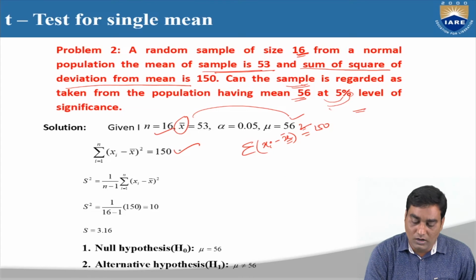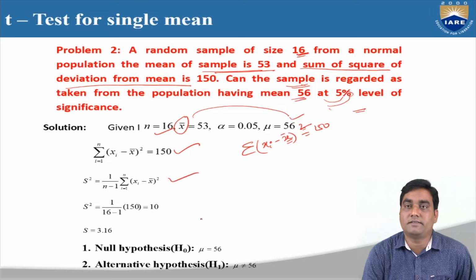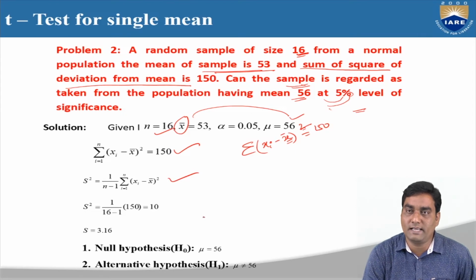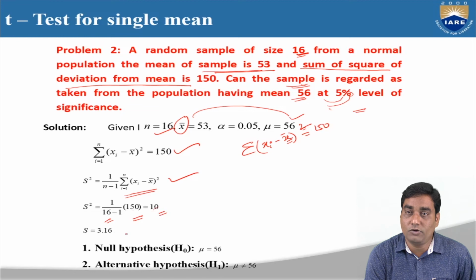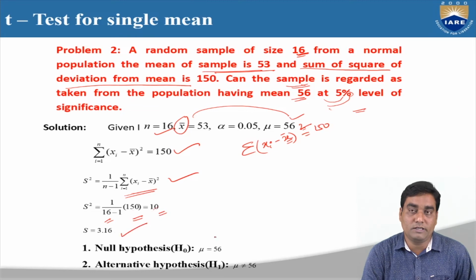Now after getting this one, we can find out s square value, which is 1 by n minus 1 into sigma i equal to 1 to n, xi minus x bar whole square. But this value is directly given, which is 150, 1 by n minus 1, where n equal to 16. The sample size is 16, so the sample is small. So s square we got is 10, therefore s equal to 3.16, where s equal to under root of s square.